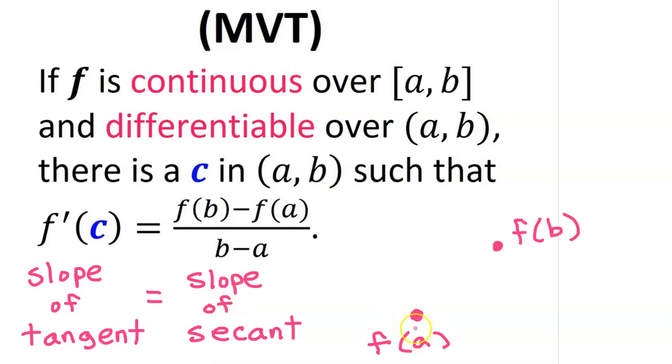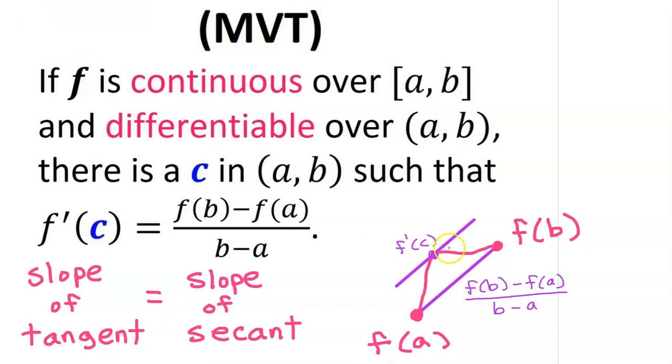Let's say f at a is here and f at b is here. This purple segment is the secant line. If function f is continuous and differentiable, then we are guaranteed that there is some point c where the slope of the tangent line is equal to the slope of the secant line. Of course, the slope of a tangent line is f prime, and the slope of a secant line is the old school slope, y minus y over x minus x.